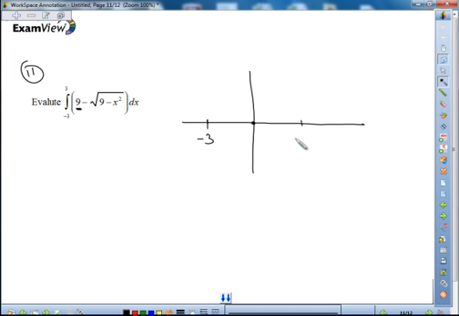Okay, it will look like this. And it's negative, so I want the bottom part of the circle. The 9 means that I'm going to move it up 9. So instead of the center being at 0, it's going to be at 9. So I moved everything 9, including these points. So this is what it's going to look like. I need to find the area under the curve from negative 3 to 3.